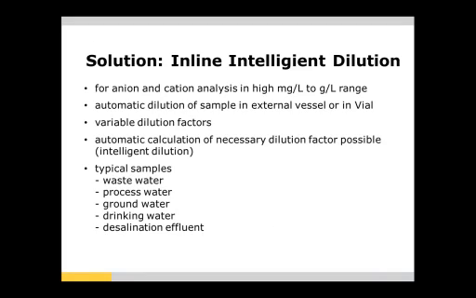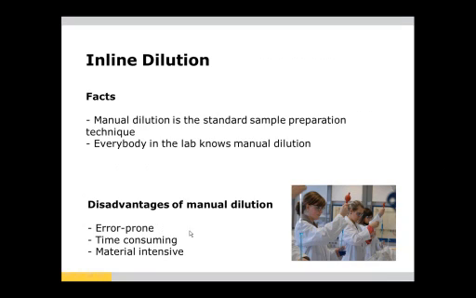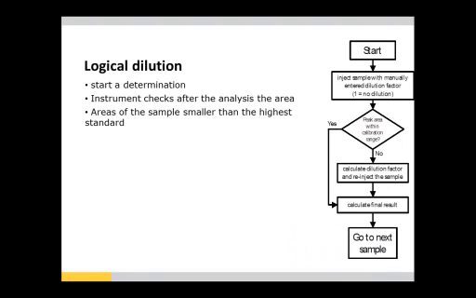Here the intelligent dilution can be performed in an external vessel or inside an IC sample vial itself. It is the best suitable technique for the drinking water, groundwater, as well as the processed water and the wastewater sample matrix. We know that traditionally we perform manual dilutions in the laboratory to bring down the concentration of the sample matrix. And we also know the associated disadvantages of manual dilution: it is error-prone, time consuming, and material intensive.